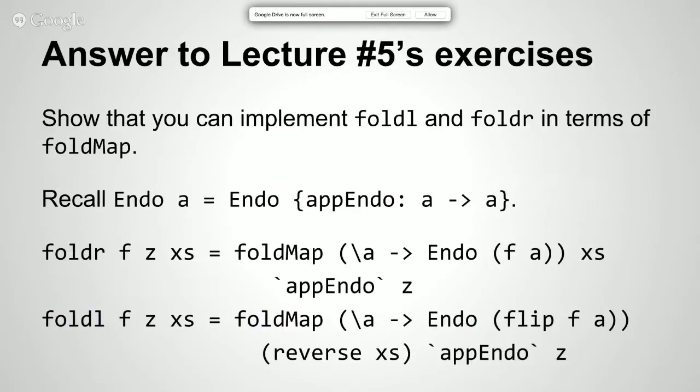foldL, one way to do it is to flip your f when you're building the Endos. So you're still building up Endos, but you're composing left to right. And you have to do it on the reversed list. It's not very different.